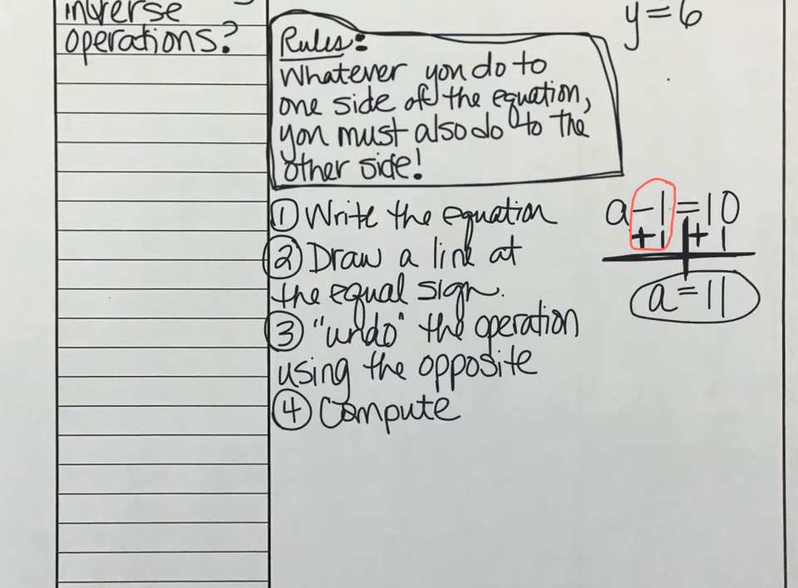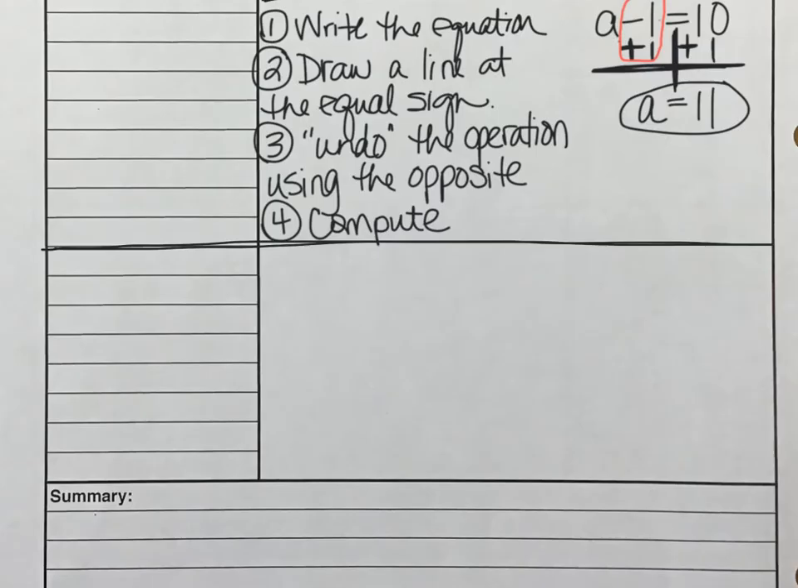Now let's try a few more questions together. Try the multiplication equation 5x equals 20. In this equation, we know that the operation is multiplication. We're still going to do something to both sides, but this time we're going to do the opposite of multiplication, which is division. So I'm going to divide both sides by 5.